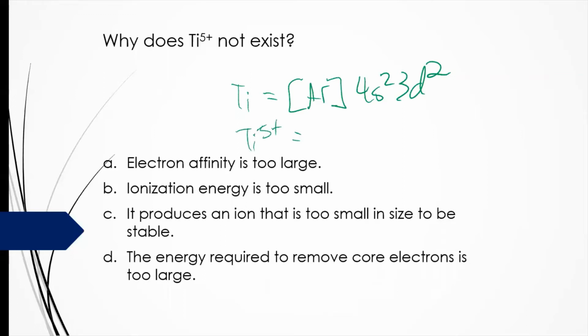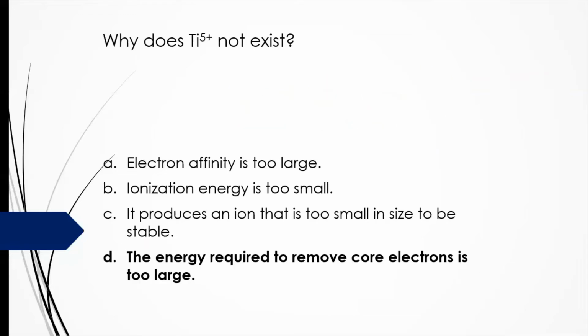And so if we think about 5+, its electron configuration would actually drop down the whole core level, neon, 3s2, 3p5. And so that requires a lot of energy for us to remove that 5th electron. It's not that electron affinity is too large or the ionization is too small. And it's definitely not about it not being stable enough. It's really about the amount of energy required. The difference between Ti and Ti5+ is that we have to remove that core electron, and that is just too much energy to remove.